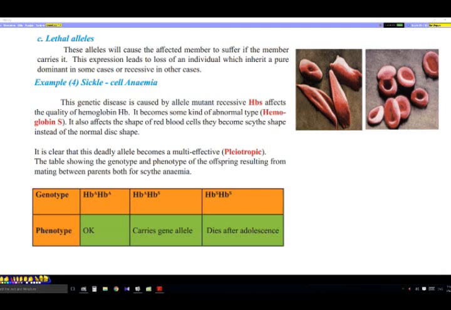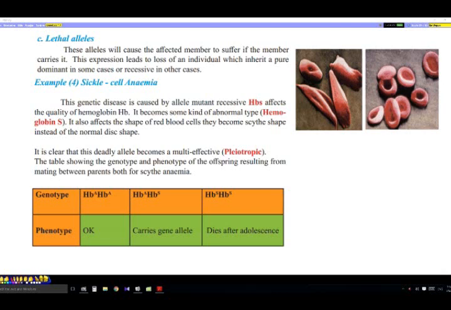a pure dominant, or in some cases when it is recessive. So when it's hybrid, it sometimes affects the organism if it is dominant, and also causes death of the organism in case of purity.